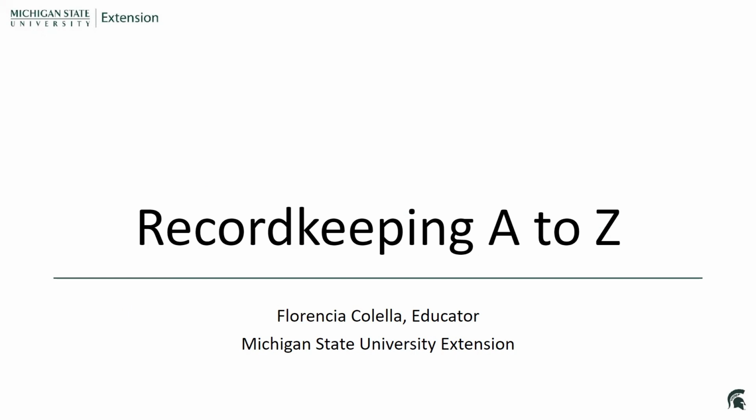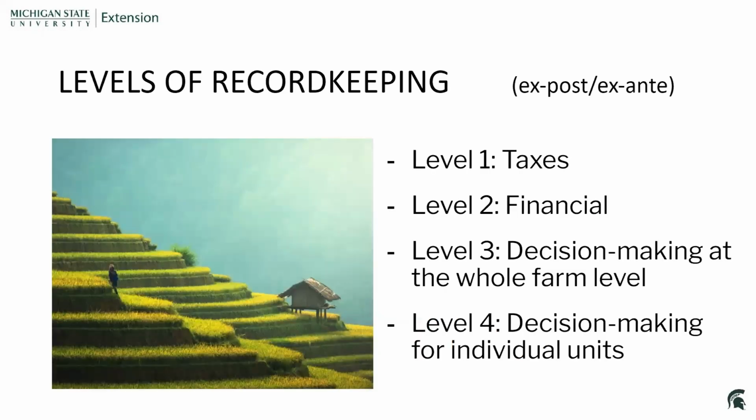So today we'll try to do an A to Z, from the basics to more advanced, but we're going to focus on the basics. But I first wanted to give you an overview of what you can do once you get more advanced. Very quickly, we tend to think of farm records in terms of levels, and we usually separate it into 4 levels. The first one is taxes, putting together your income and expenses so that you can file taxes. Level 2 is financial, basically writing your balance sheet so that you can apply for a grant or a loan or other sources of financing. And then levels 3 and 4 are definitely more advanced.